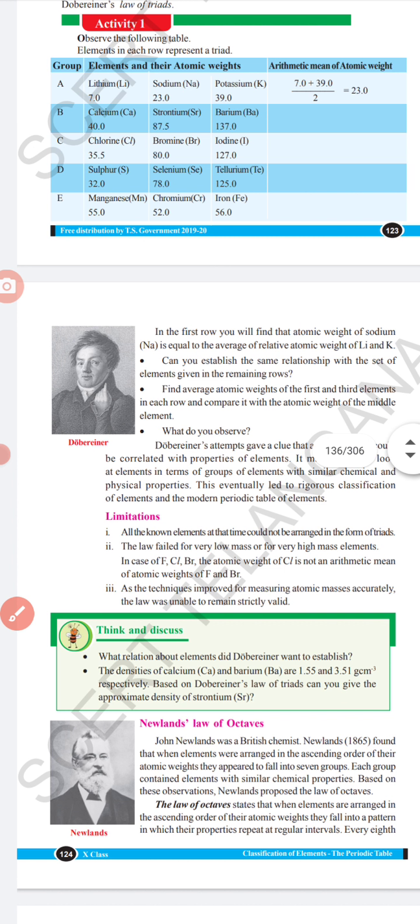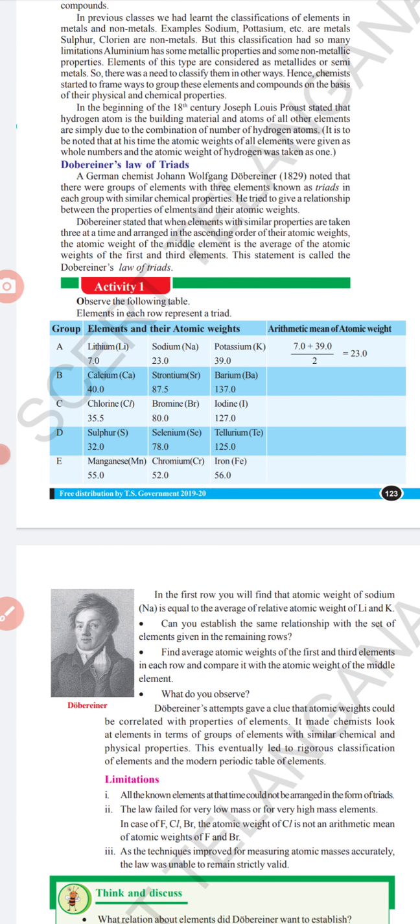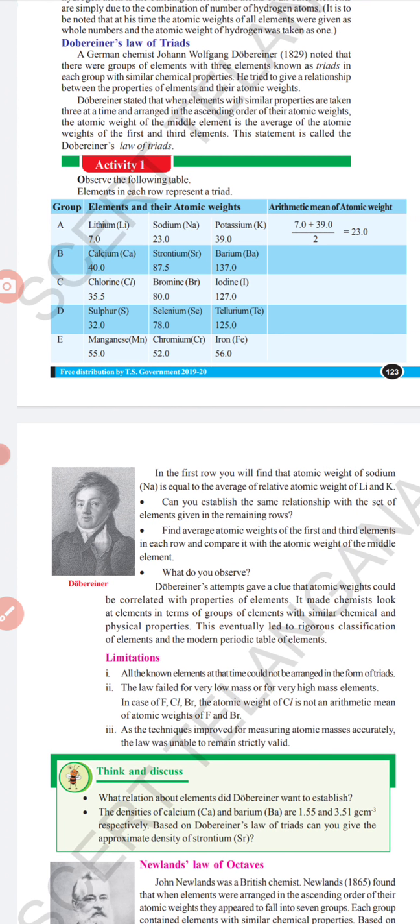So, what are the limitations of Dobereiner? Limitation means what mistakes he made, what he did not do 100%, what the drawbacks of Dobereiner were, what he could not explain. Very important. From the exam point of view, you may get the question: what is Dobereiner's law of triads, and write the limitations of Dobereiner's law of triads.